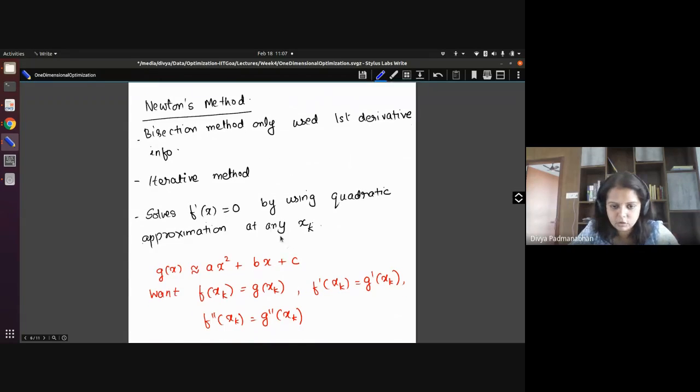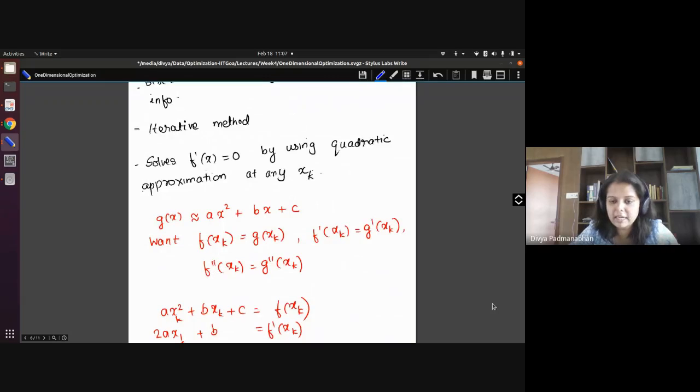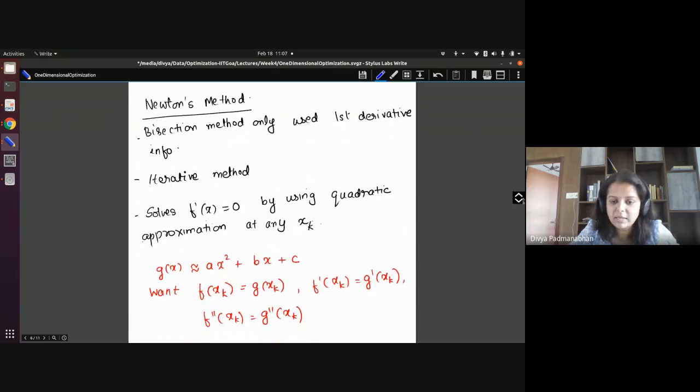So for any function, when you're trying to build a quadratic approximation at any xk, what you're in essence trying to do is find this function g of x of the form ax square plus bx plus c. In particular, you want to find these values of a, b, and c in such a way that g of xk matches the function value itself, because it's an approximation for f, and similarly the first two gradients also match.